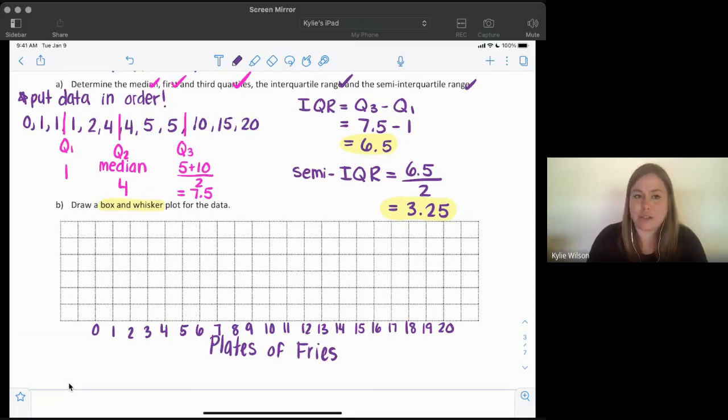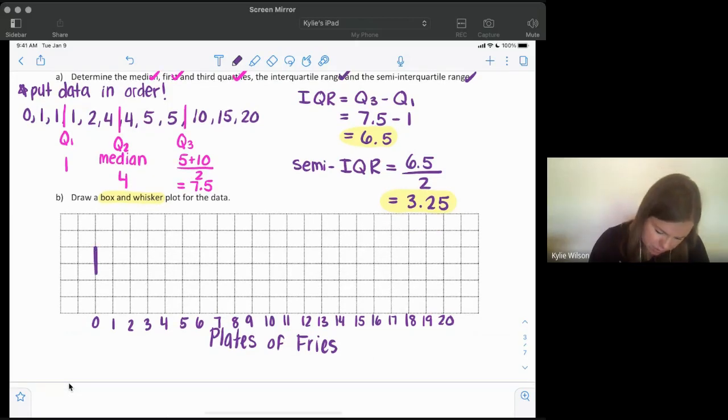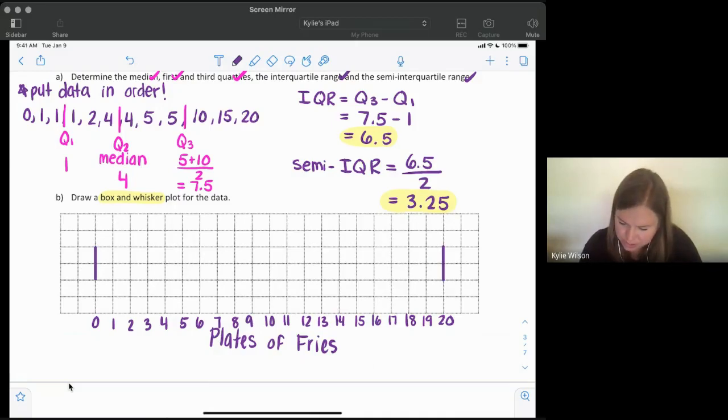highest values. So my lowest value is 0. So I'm just going to put a line there to represent my lowest value. Then I'll do the same with my highest value. So my highest value is at 20. So I'm just going to draw a line to represent my highest value.